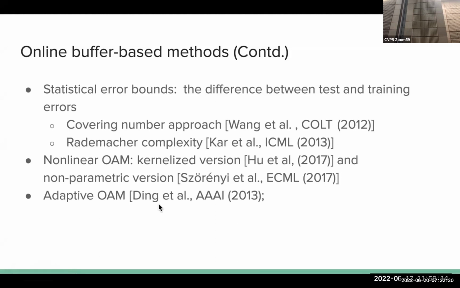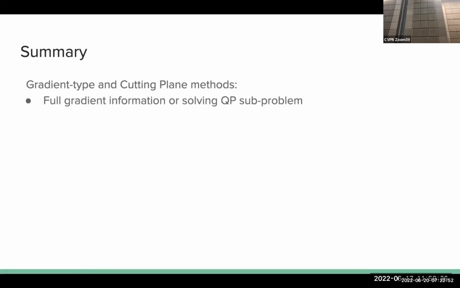And also gradient method for online AUC maximization. So to summarize the old school methods, usually these kind of methods use gradient descent and use the cutting plane method, following the structured SVM formulation. So the main complexity is you need to compute the full gradient, or for the cutting plane method, you need to solve a quadratic programming as a sub-problem. So here sometimes you need a high memory and iteration cost because you need to retain the full gradient information.